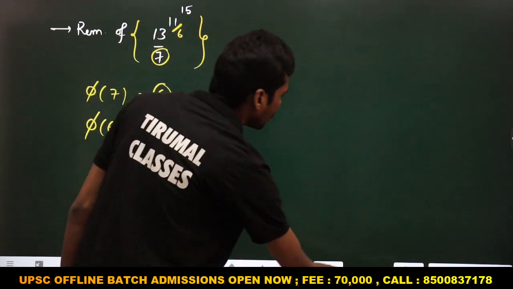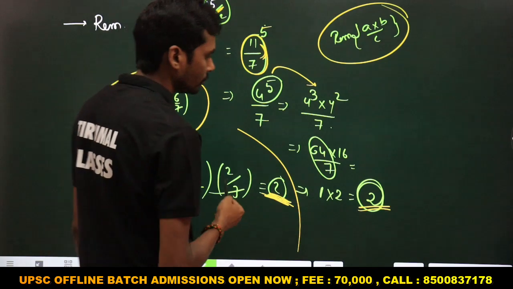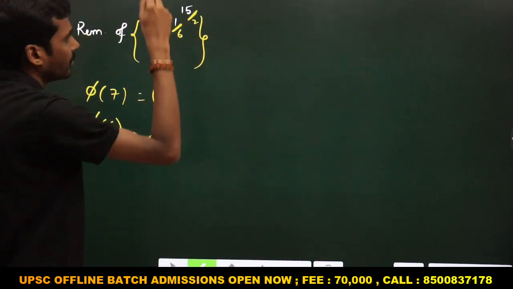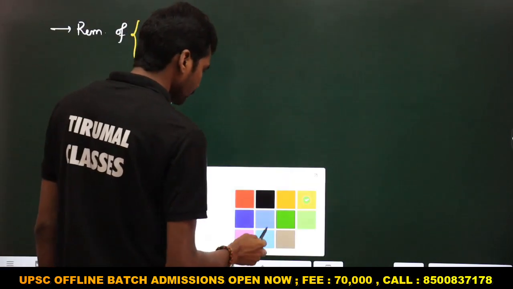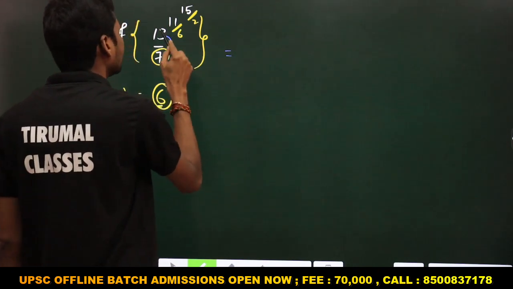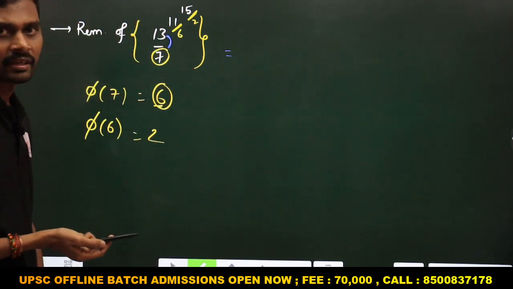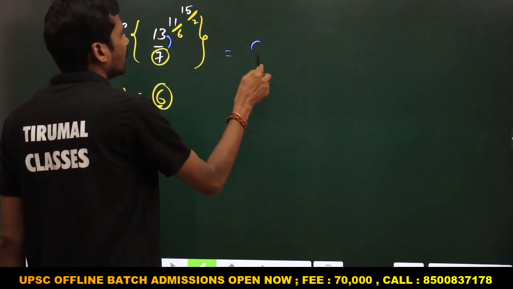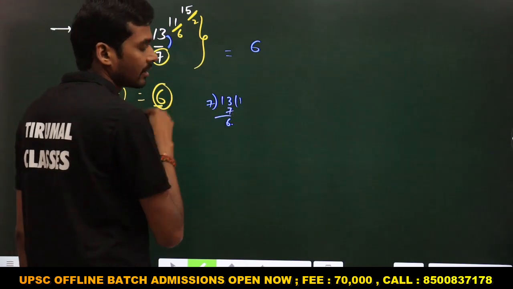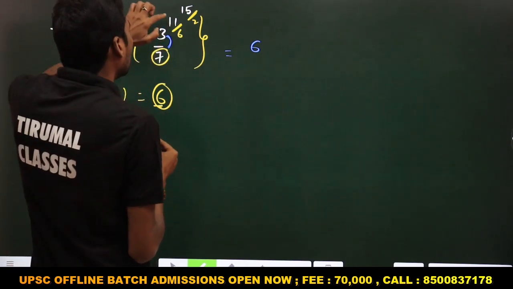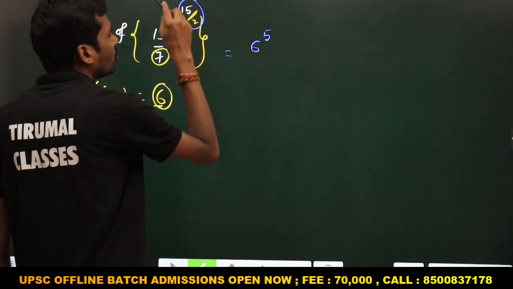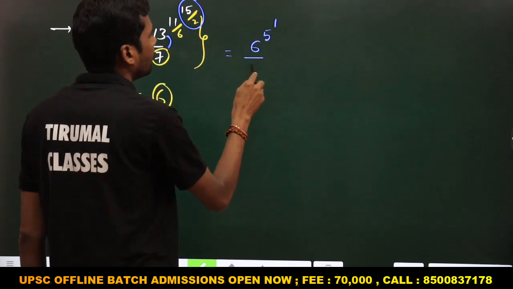Pi of 6 value is 2, which means you have to divide the second power with 2. Now, 13 by 7, what is the remainder? 7 1 is 7, so 6 is the remainder, right? So 6 to the power of 11 by 6, what is the remainder? 5, right? And 15 by 2, what is the remainder? 1, divided by 7.